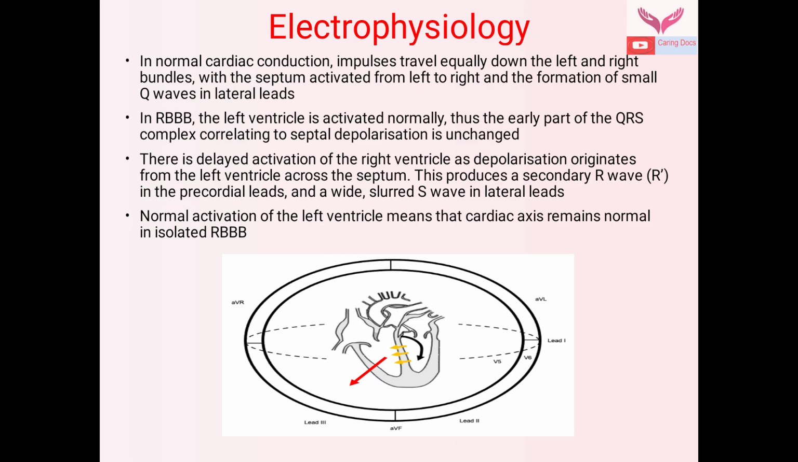There is delayed activation of the right ventricle as depolarization originates from the left ventricle across the septum, and this produces a secondary R wave, that is R dash, in the precordial leads and a wide slurred S wave in the lateral leads. Normal activation of the left ventricle means the cardiac axis remains normal in isolated right bundle branch block.